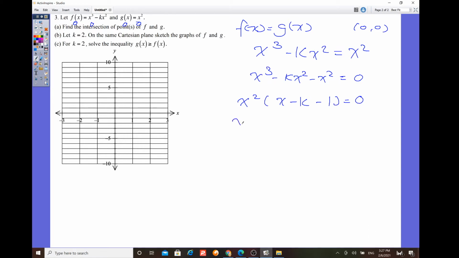So for x equals 0, we found it. So that's one of the zeros. That appears twice, so that means at 0 it's going to be considered a horizontal tangent, there's a bump at 0 there.